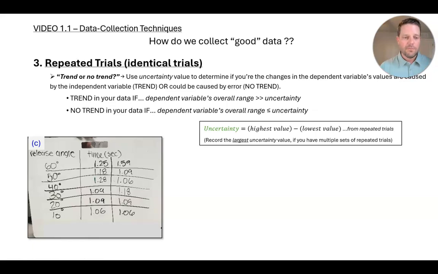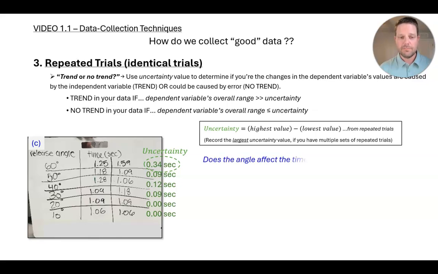All right, in C, we're going to look at the uncertainty. And so we have a bunch of different values. We have 10, 20, 30, 40, 50, and 60 degrees that we tested. And each of those has 2 repeated trials. You want to do more than 2 ideally, but this is fine. So when we calculate the uncertainty by just doing the difference between those, the largest uncertainty is that 0.34. So we're going to use that for our uncertainty.